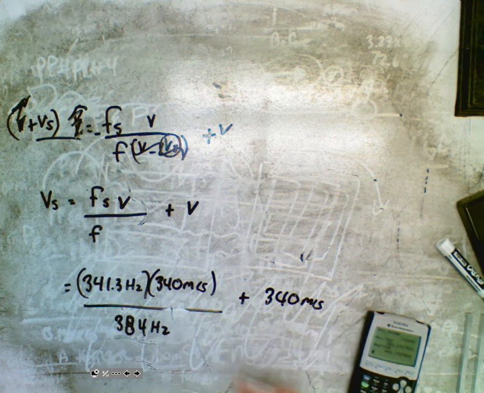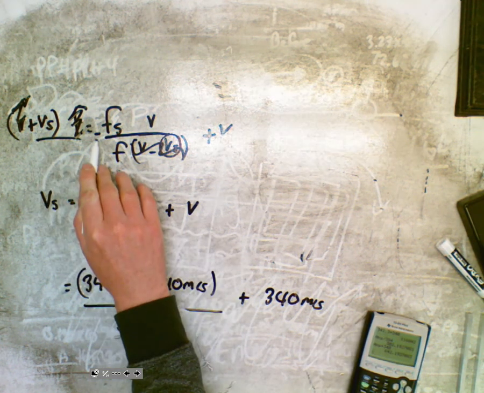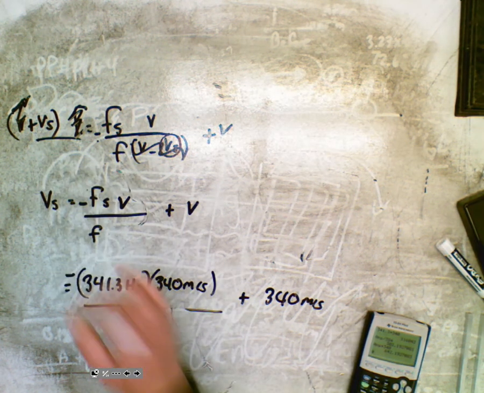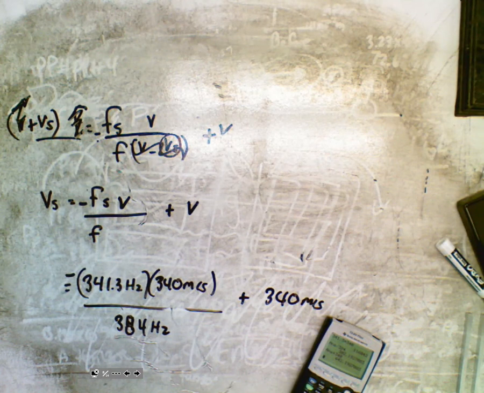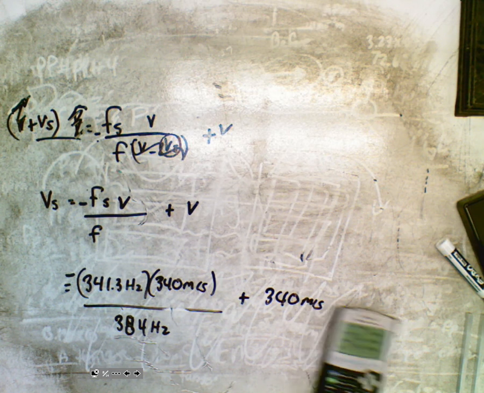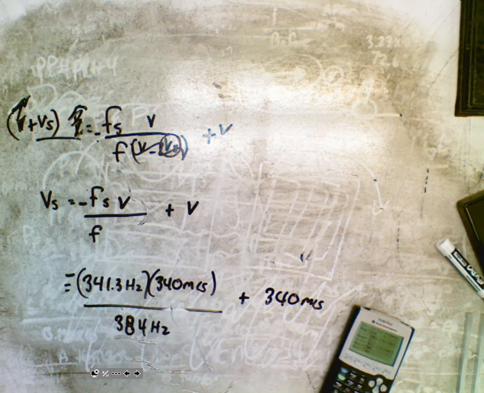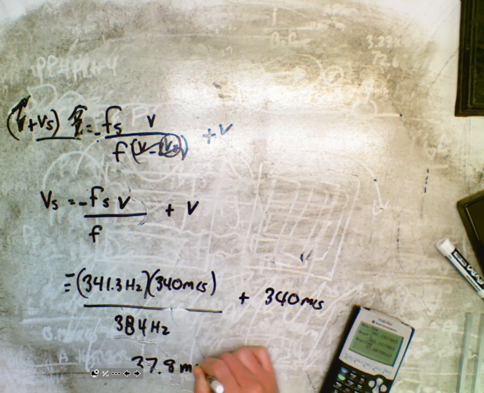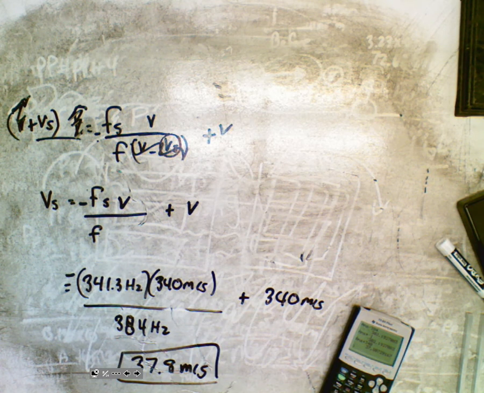Oops, I forgot one thing, right? When I made this positive, I forgot to make this negative. Sorry about that. So let me try that again. So 341.3 times 340 divided by 384, and I need to make that a negative number. So I end up getting negative 302, and then I add 340 onto that, and it tells me that my answer is 37.8 meters per second. So that's how fast the parade float is moving.